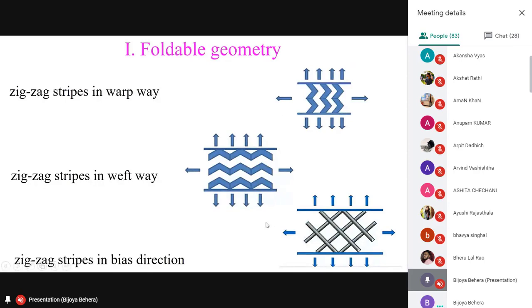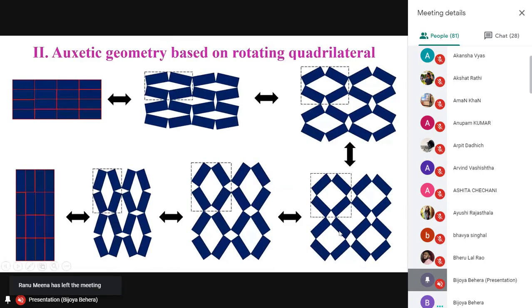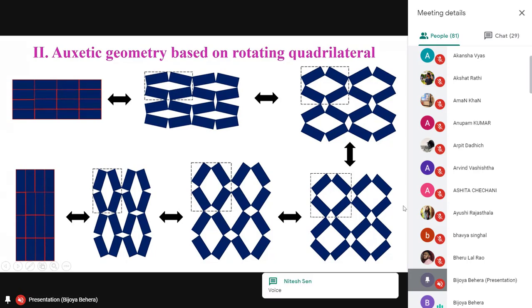So these are the first 3 foldable geometry: zigzag warp, zigzag weft, zigzag biased. Your fourth sample, auxetic geometry using rotating square. This is rotating square in horizontal direction, rotating square in vertical direction. So 3 plus 2, 5 samples.